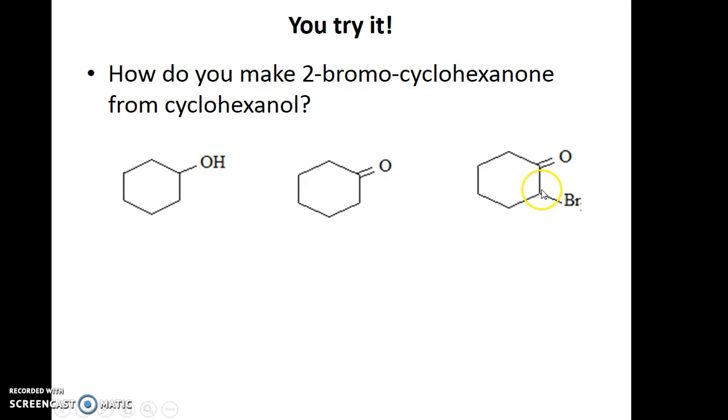Can I go from here to here? Yes, I know how to do that. And can I go from here to here? Yes. What do I need? Chromic acid would work, although you could have used PCC. What about going from here to there? Just acid and bromine. Remember, you wouldn't want to use base, because if you use sodium hydroxide, you get 2 bromines here and 2 bromines here. You've got to use acid to get monobromination.